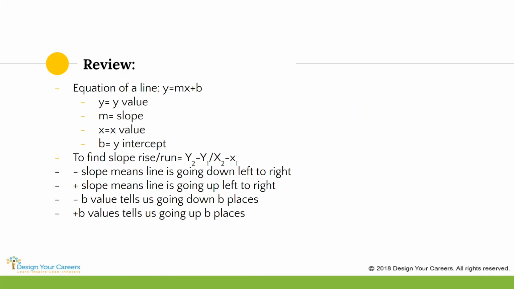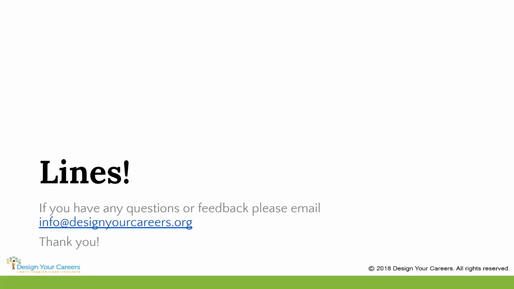If the b value is negative, it tells us that the line is going down that many places from the parent function. Remember, we talked about the parent function a little bit earlier. That b value tells us how far down or up. So if it's a positive b value, it tells us we're going up that many places. And that's lines for you guys.